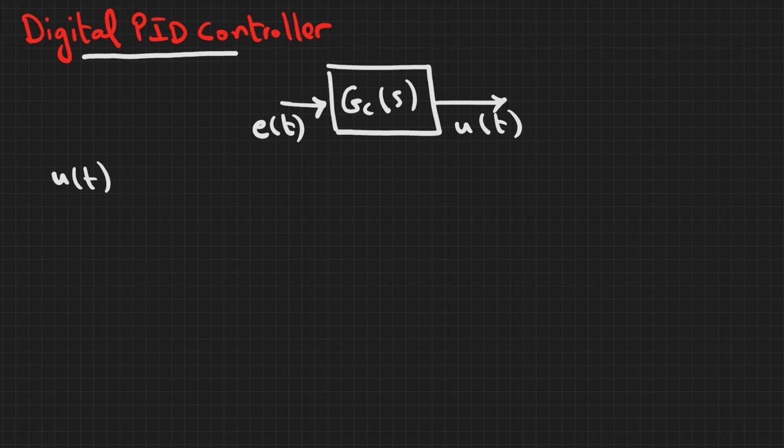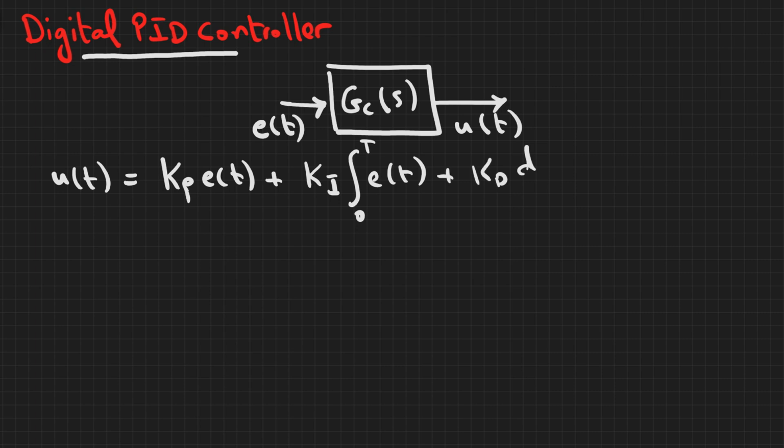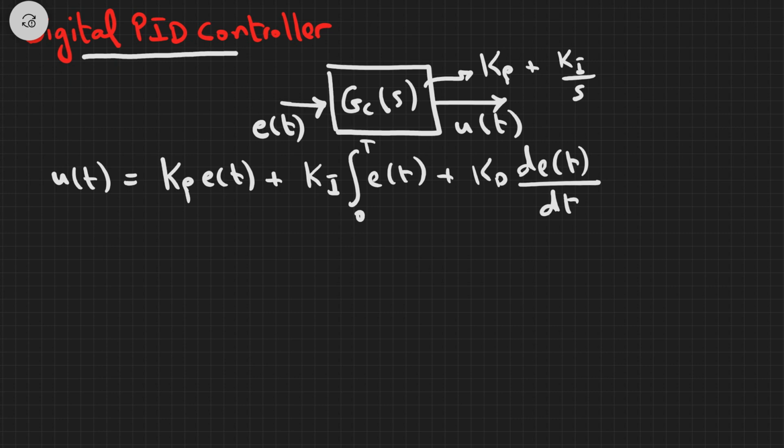And we know from our previous lessons that the control signal has a proportional part, an integral part, and it also has a derivative part. So those are the three terms of the PID, and this is where the term PID comes from: proportional, integral, and derivative. And we know how to obtain the transfer function GC of S: it's simply Kp plus Ki over S plus Kd times S.